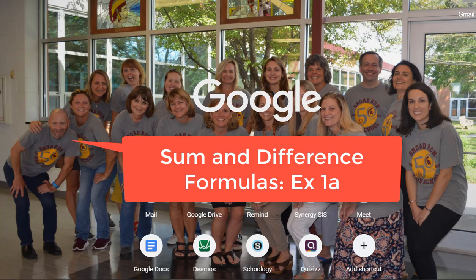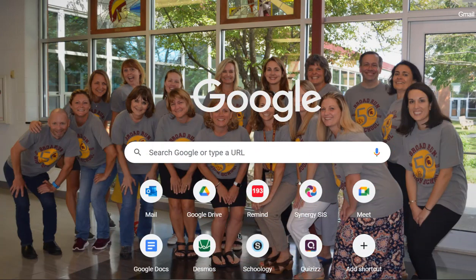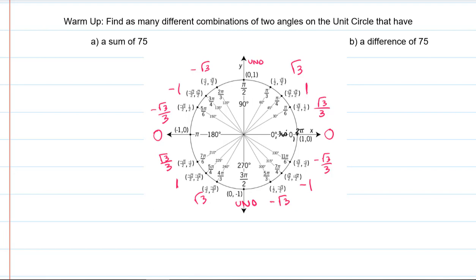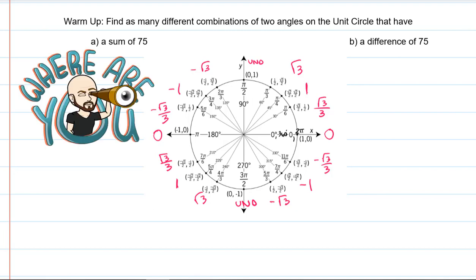That's right. And in this video, we're going to take a look at sum and difference formulas. And we're going to take a look at one example here using the sine. All right, now before we do that, though, let's review some stuff here because sum and difference angles are going to come in handy.